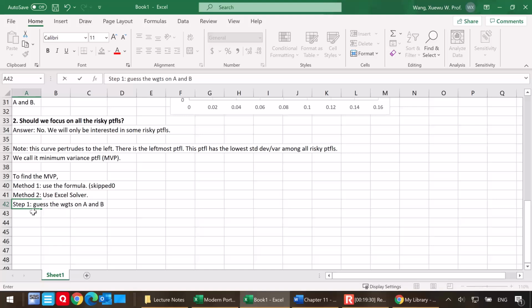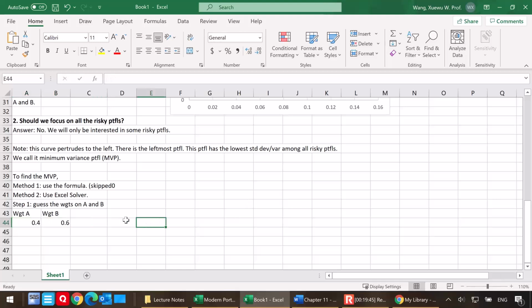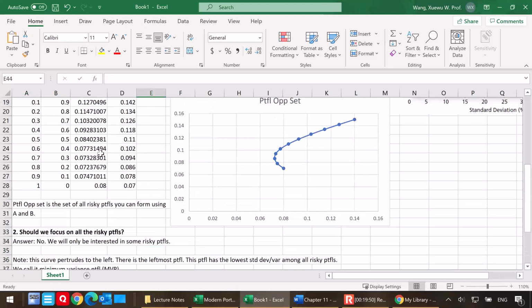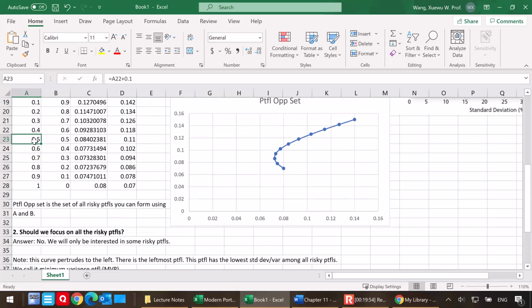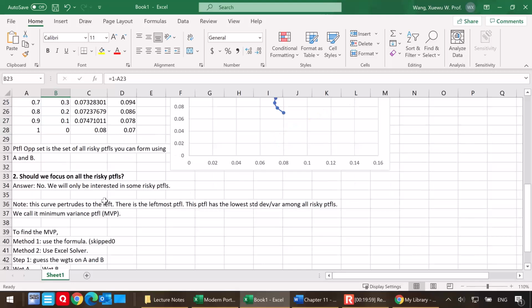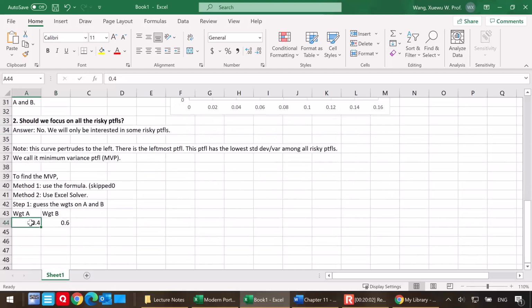Okay, so let me take the guess. All right, weight on A and weight on B. Okay, and let me just guess 2 numbers here. So how about 0.4 and 0.6? Okay, watch me closely. I'm doing something slightly different from what I did earlier for the portfolio opportunity set. Earlier, the weight on B was 1 minus the weight on A, all right? But here, I'm doing the weight on A and the weight on B separately, okay?